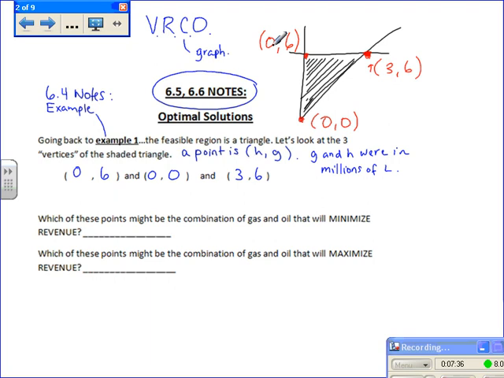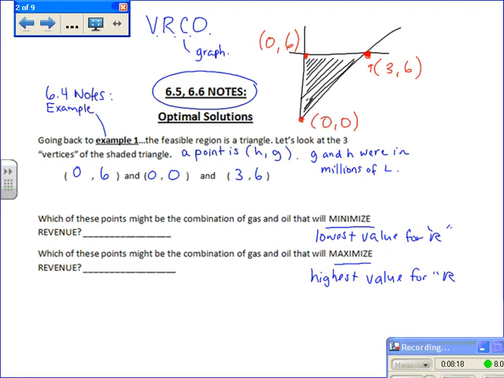So the question is, which of these 3 points, which combination of gas and heating oil in liters, will give us the maximum revenue? Which of these points might be the combination that will minimize revenue? Minimize means give us the lowest value for R. R stands for revenue. And which of these will give us the maximum, so the highest? Obviously we want to maximize revenue if we're a company.